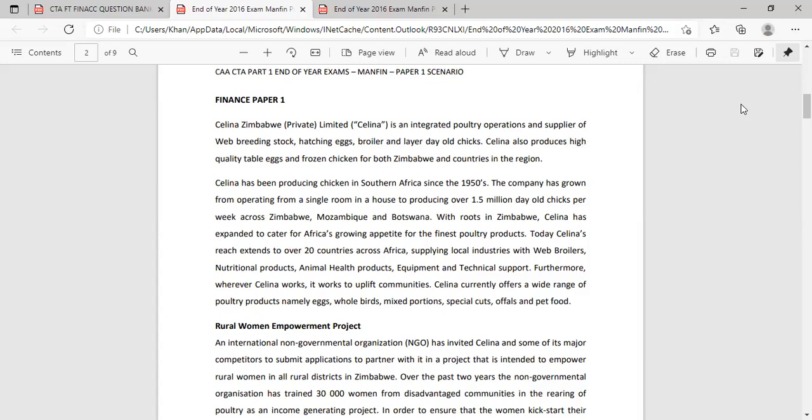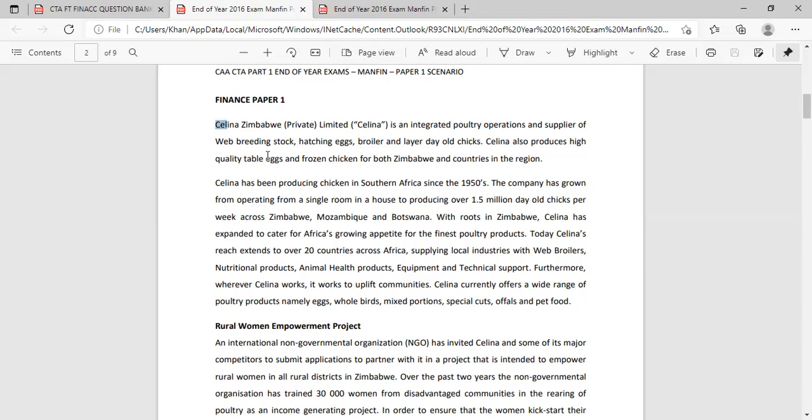With roots in Zimbabwe, Selina has expanded to cater for Africa's growing appetite for the finest poultry products. Today, Selina's reach extends to over 20 countries across Africa, supplying local industries with broilers, nutritional products, animal health products, equipment, and technical support. Furthermore, wherever Selina works, it works to uplift communities. Selina currently offers a wide range of poultry products, namely eggs, whole birds, mixed portions, special cuts, offals, and pet food.